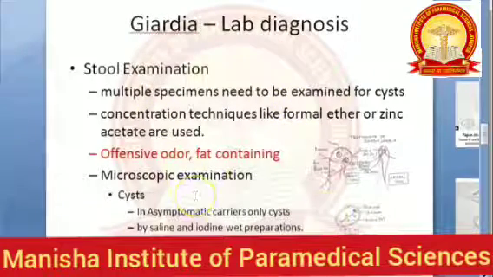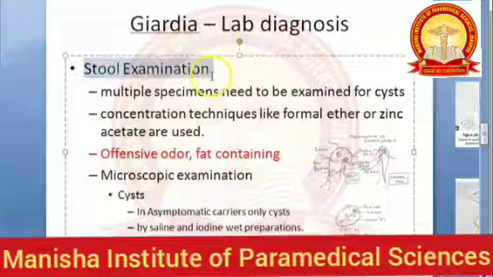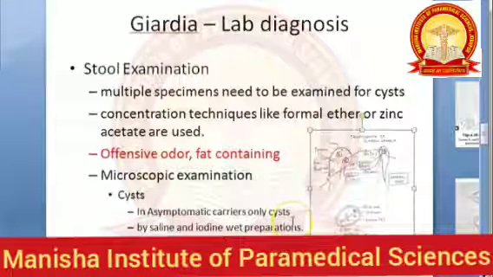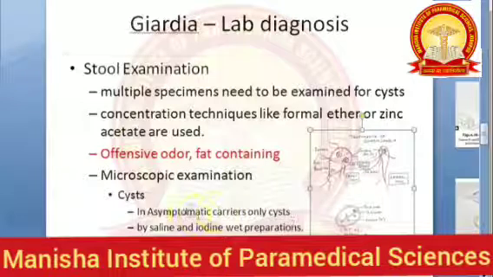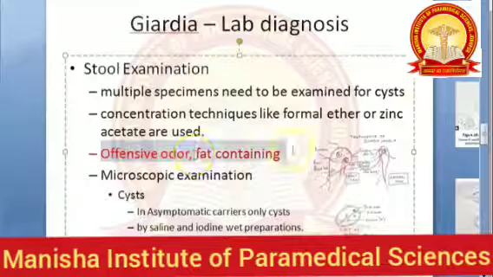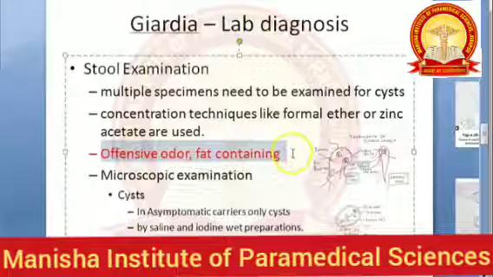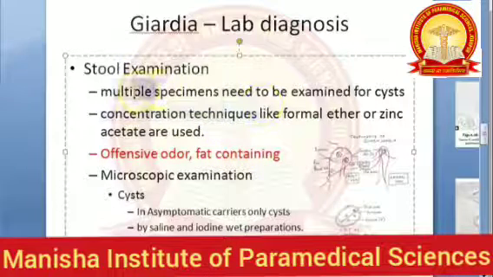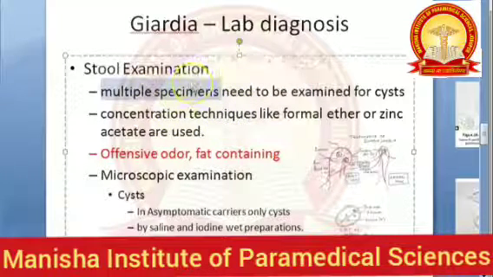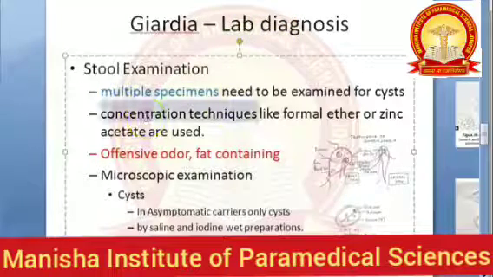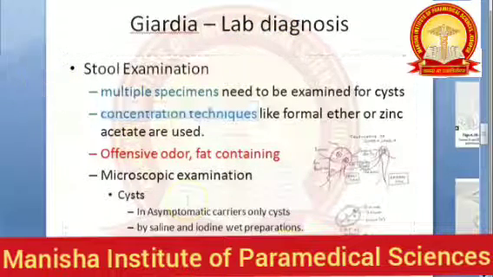Lab diagnosis, typical lab diagnosis is stool examination. You will see the trophozoites and the cyst. If there are only cysts, it can be an asymptomatic carrier. The stool will have offensive odor with fat. Okay. So you need multiple specimens and you can use concentration techniques to concentrate the stool.